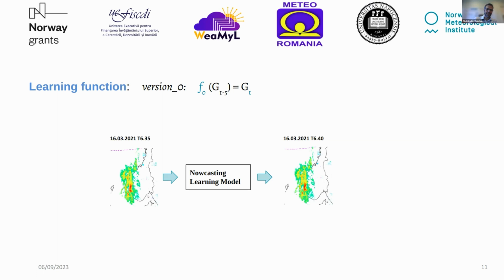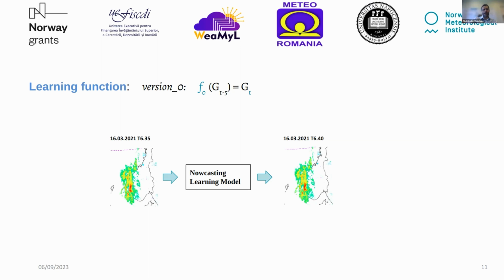So this is an example of a typical reflectivity factor pattern with high intensity shown by the red color here, and the green shows low reflectivity values. And then we inject this into the machine learning model in order to make a forecast. Here, as the input, it's the 16th of March 2021 at 6:35 a.m., and then it would produce the upcoming 5 minutes forecast. So this is the first version we started with.